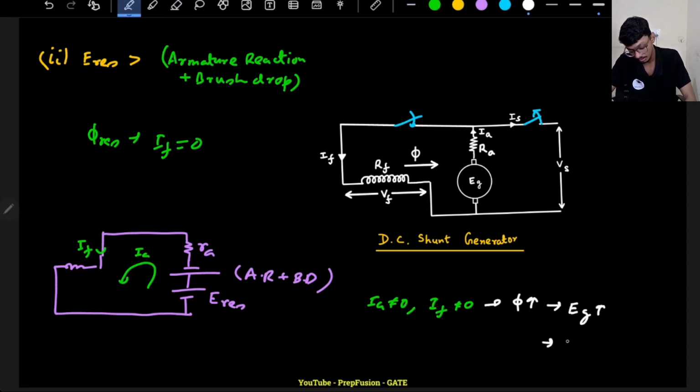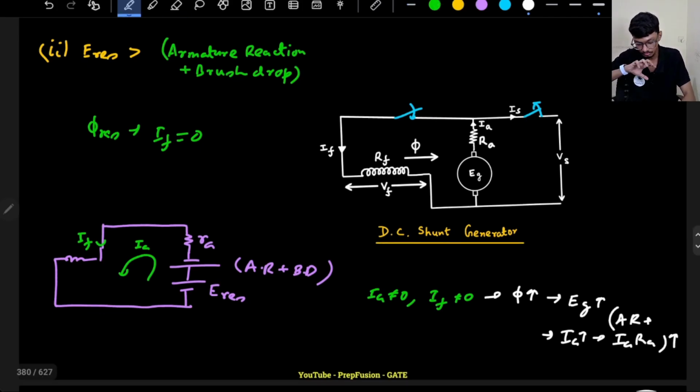The IA will try to increase, and remember there will be a drop in the resistor as well, right? An armature reaction also will be there. The IRA drop plus the armature reaction, this drop will also increase. So overall the voltage will increase, but not, I mean, to infinity. It will reach a steady state point.